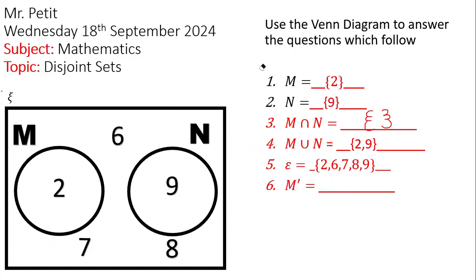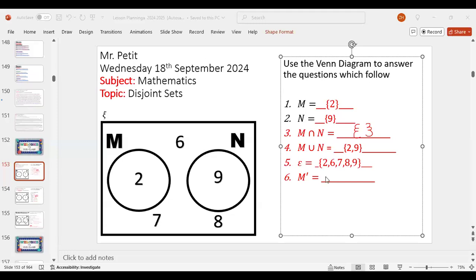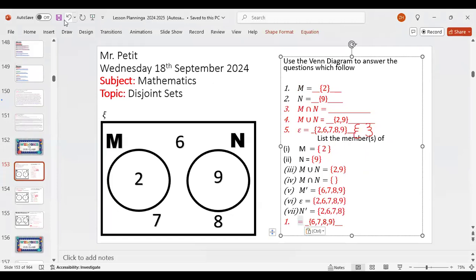All right, next. So we know what M complement is. So let's write this down. This is going to be 6, 7, 8, and 9. All right, 6, 7, 8, and 9. All right, we good? Yes, sir. Okay, perfect. So that means that we could easily do the next one.